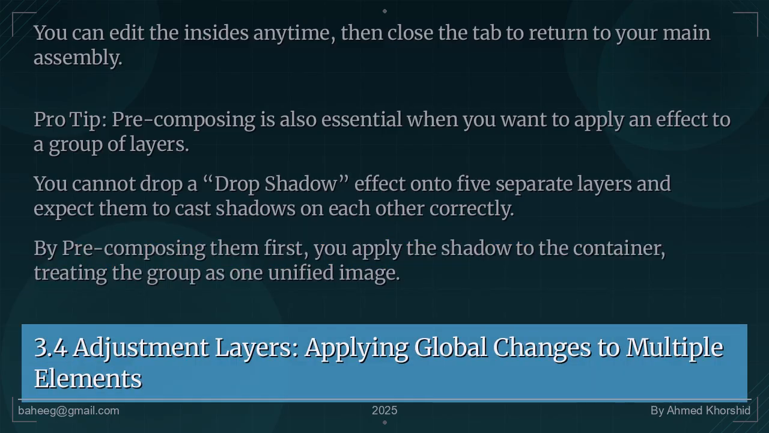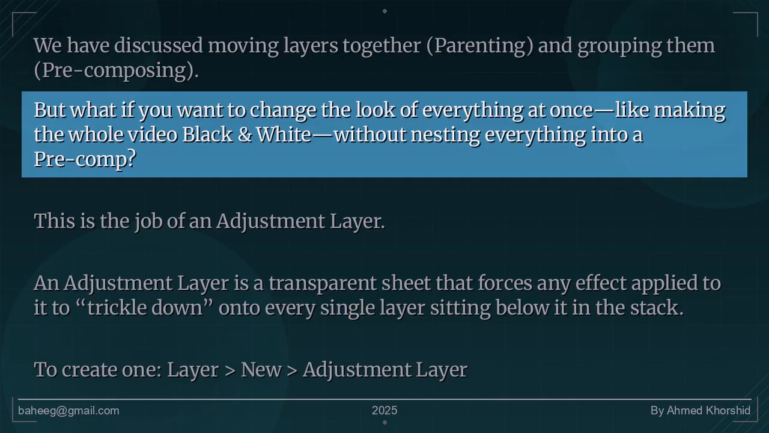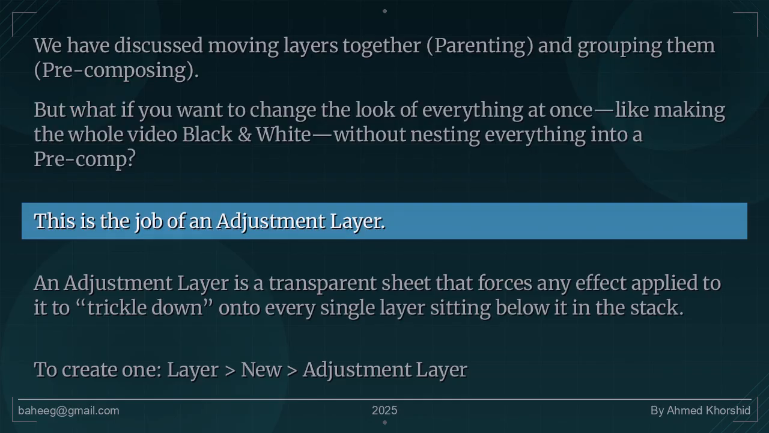3.4 Adjustment layers, applying global changes to multiple elements. We have discussed moving layers together, parenting, and grouping them, precomposing. But what if you want to change the look of everything at once, like making the whole video black and white, without nesting everything into a precomp? This is the job of an adjustment layer.